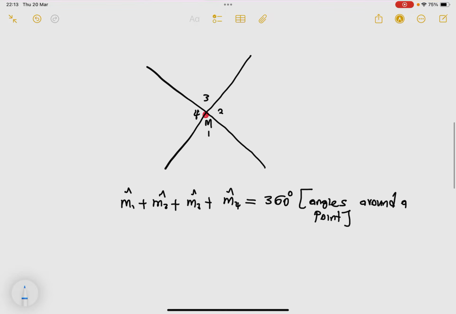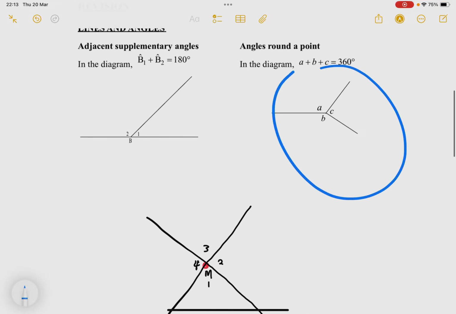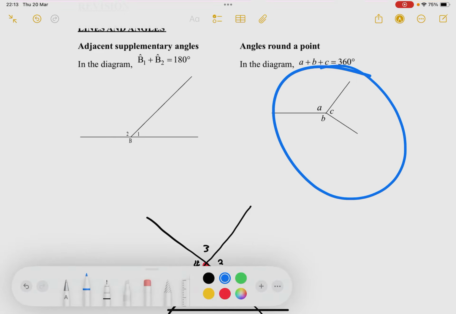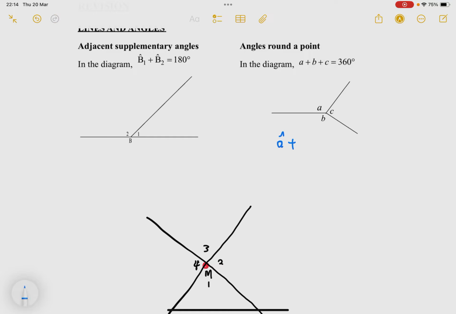Now, let's just do this one, right? Let's just do this one. So what about if we do that one? What are we going to get? We're just going to add angle A plus angle B plus angle C. What is it going to add up to? It is also going to add up to 360 degrees. And now, what is your reason? Your reason is angle around a point, right? So it is actually angle around a point.